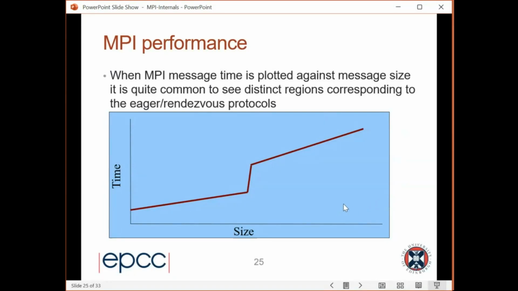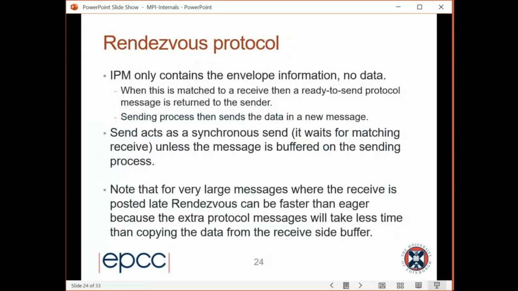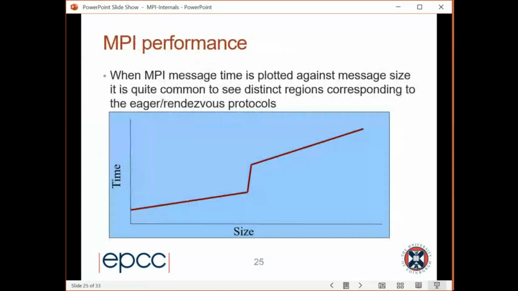Yeah, that's my model. And in that case, that's why the very short message is even faster, because if you can get the data on the header, it is 1 message, as opposed to 2. That's my understanding.